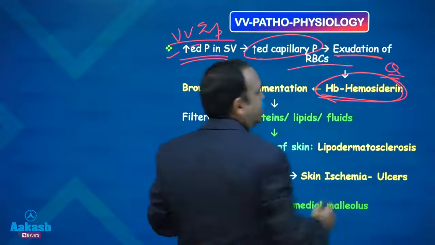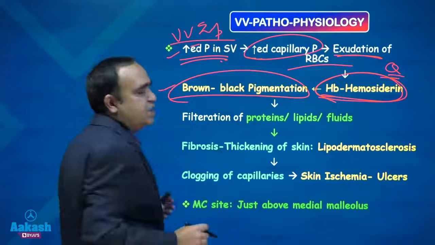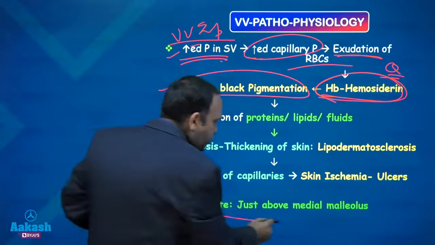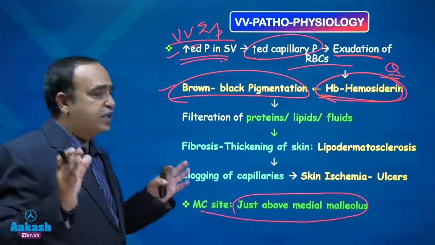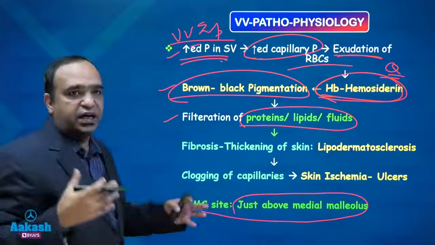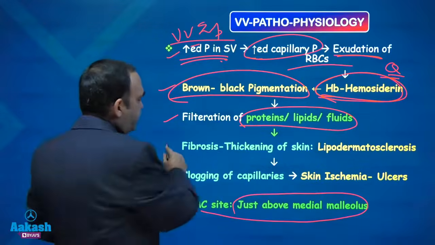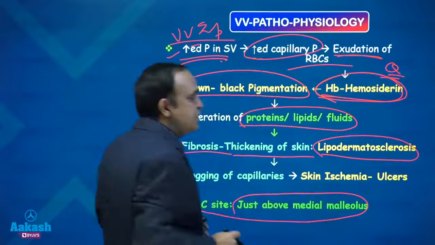So which pigment is deposited? Hemosiderin. What type of color? Brownish, blackish discoloration. Site I have already told you. The most common site is above the ankle, just above the medial malleolus, also called gaiter area. Then the filtration of proteins and lots of fluid leads to swelling, edema, lipids come out, that causes fibrosis and thickening of the skin, already discussed, leads to lipodermatosclerosis.